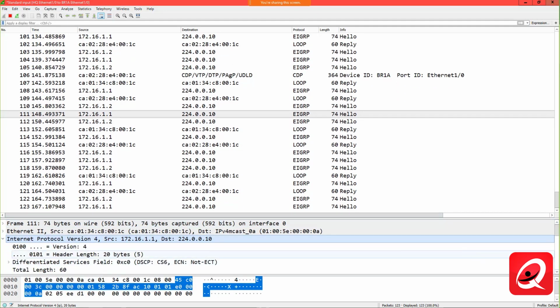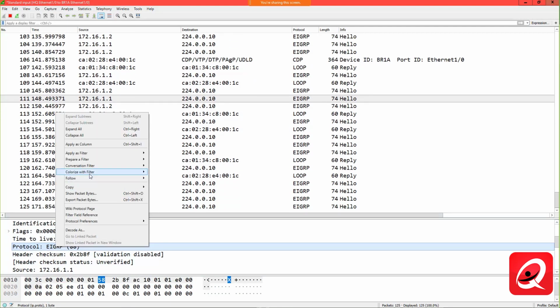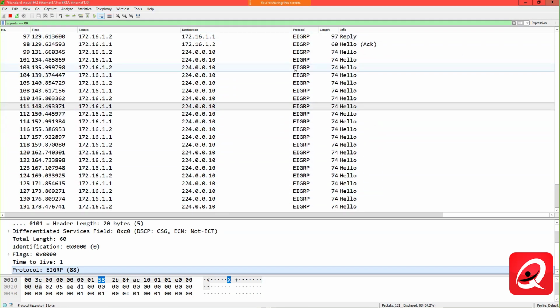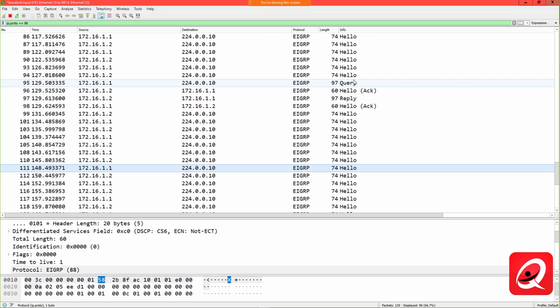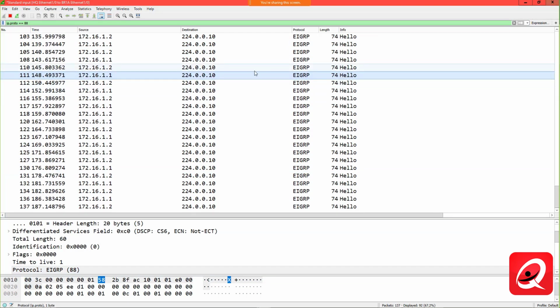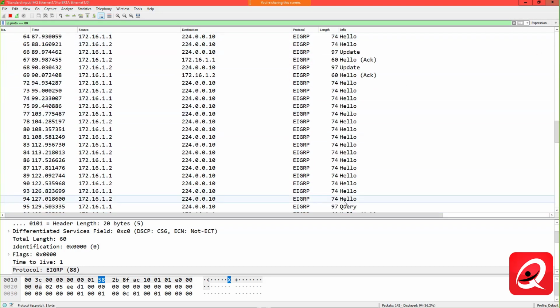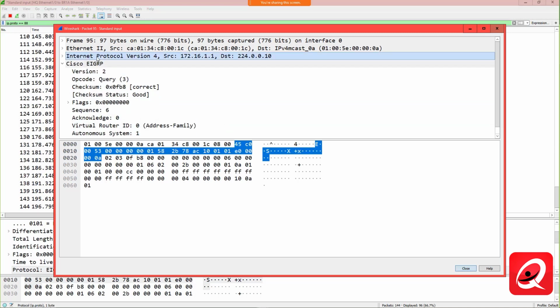Let's go into here and let's do apply filter as selected. Okay, so there's the query. All right, now if I open up this query, what I should see is that query is originating from the HQ router, which is 1.1. In this case, that is true. It's coming from 1.1. So the packet is originating from 1.1.